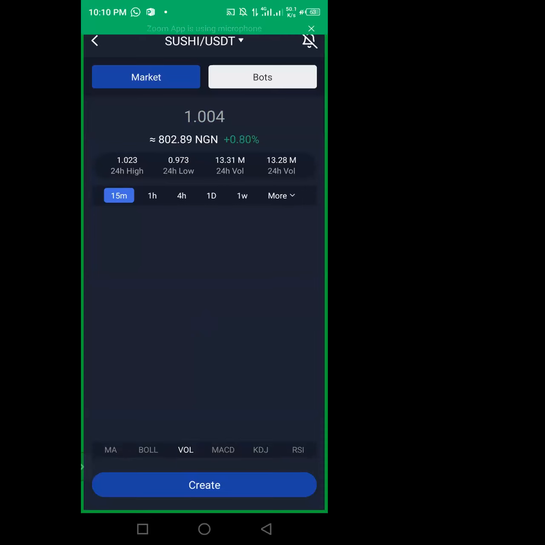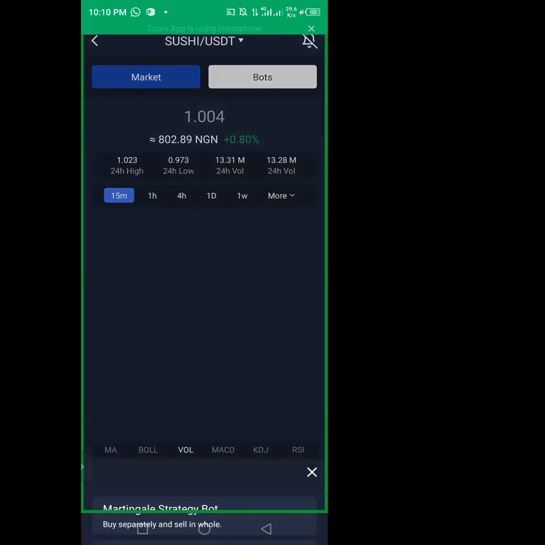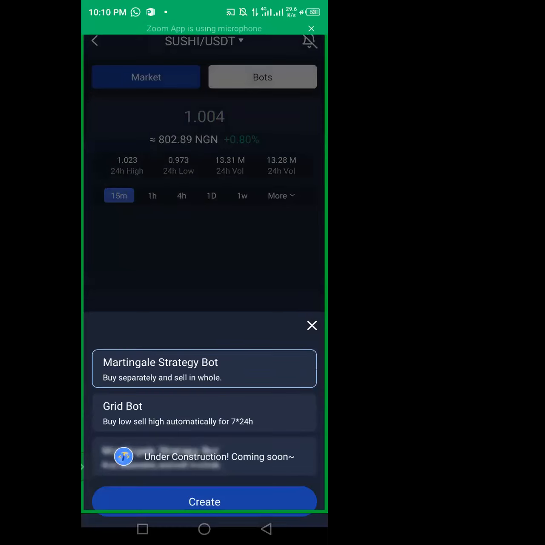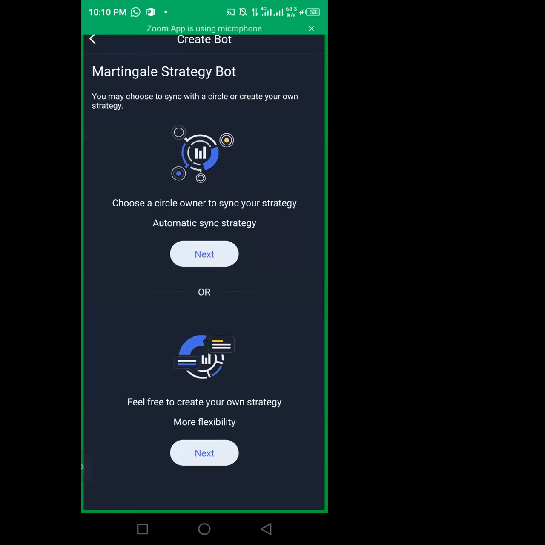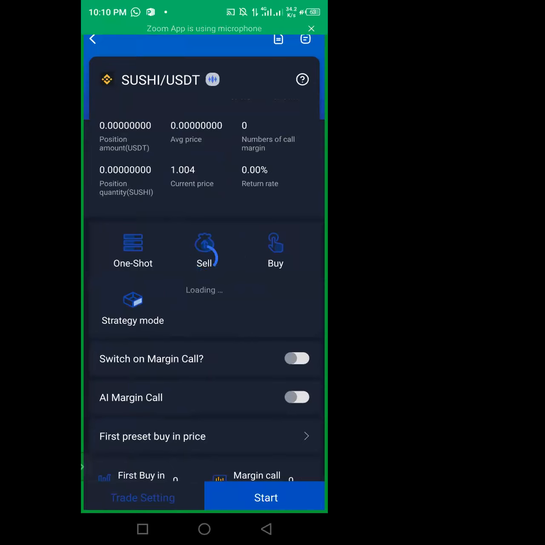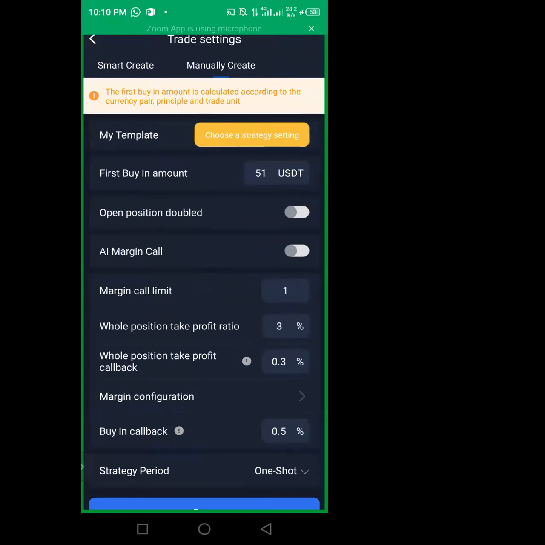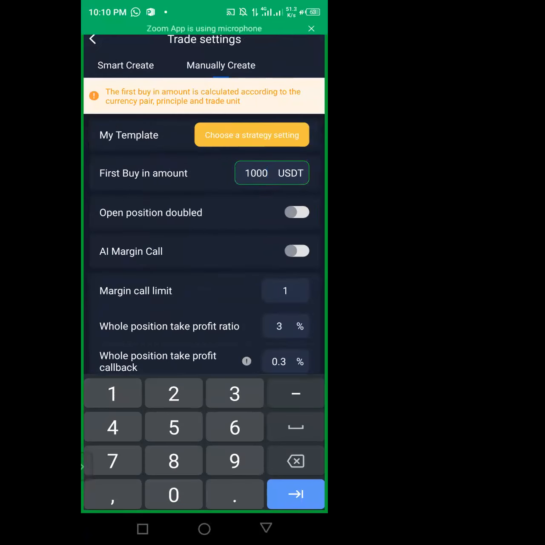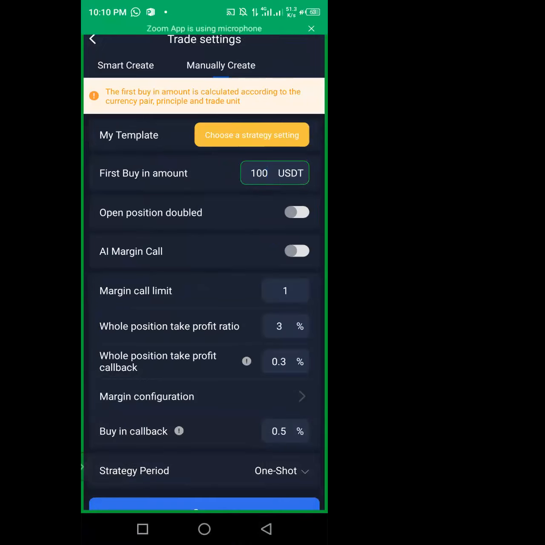So you click on create, you click on the Martingale strategy, you click on create again. You click on the option to create your own strategy with more flexibility, then click on next. Once the trade opens like this, I remember my trade capital is 200. I said that I will use 100 as my first buy. Look at what I'm setting, 100 as my first buy.